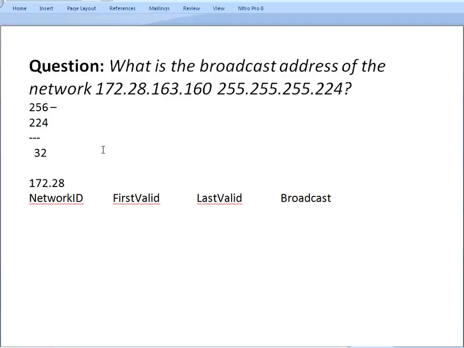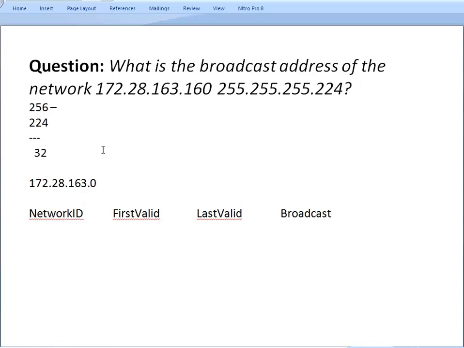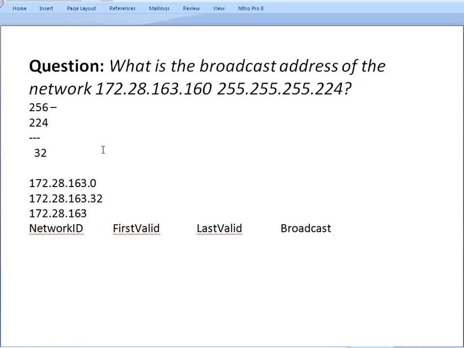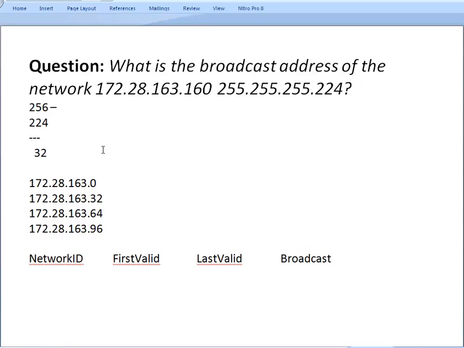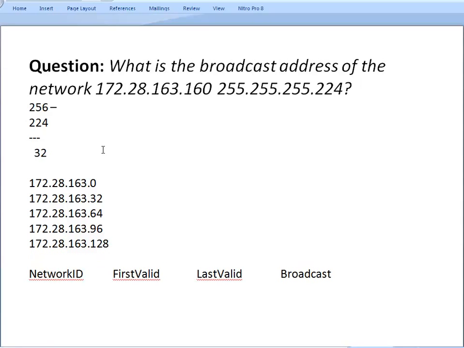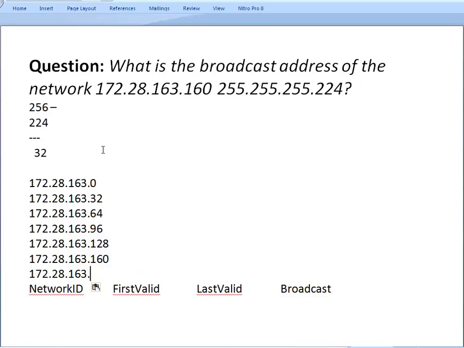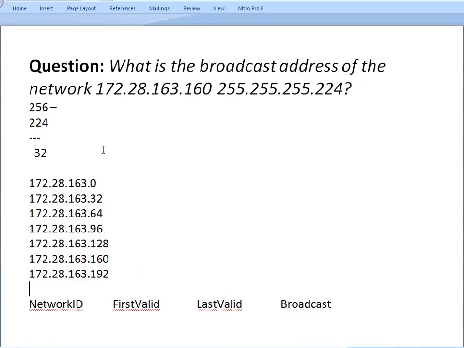So 172.28.163, the same here, dot 0. These are going to increment by 32 each time. So dot 32, 64, 96, then 128, 160, 192, and so on. Now we just found out where the range is. We are looking for the range between 160 and 192.